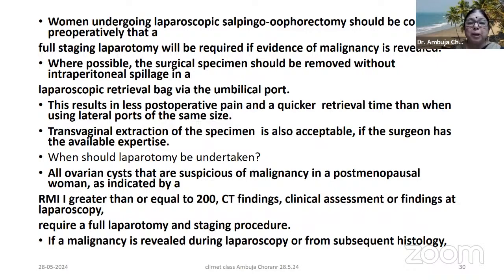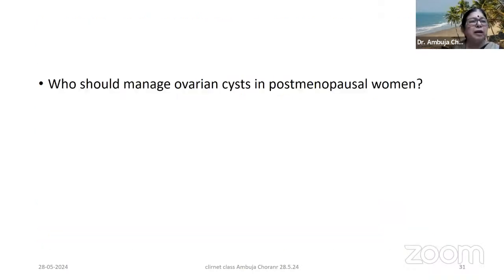When should you do laparotomy? All ovarian cysts that are suspicious of malignancy in a postmenopausal woman, as indicated by an RMI greater than 200, CT findings, clinical assessment or findings at laparoscopy. If suspicion of malignancy is present, better to do a laparotomy. Unless you are a very good laparoscopic surgeon, better to do the laparotomy, and that too with a vertical incision, because you may need to extend the incision if it proves very difficult because of adhesions.